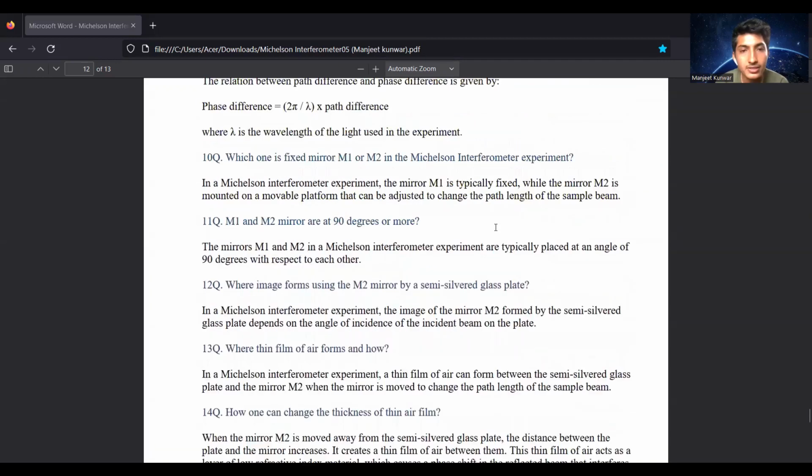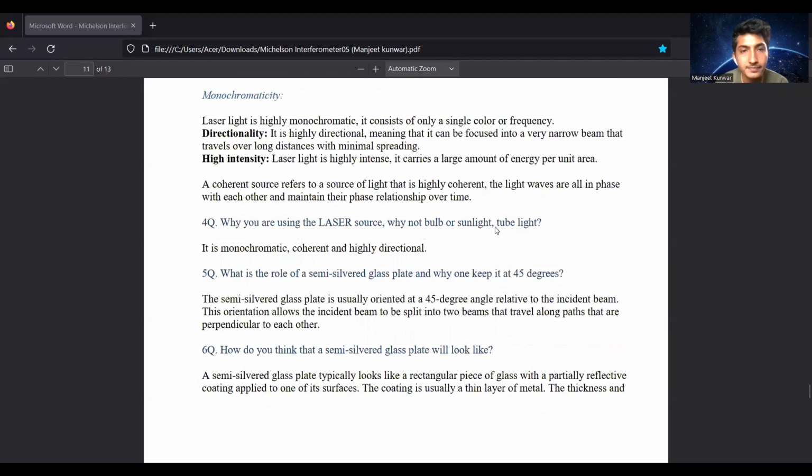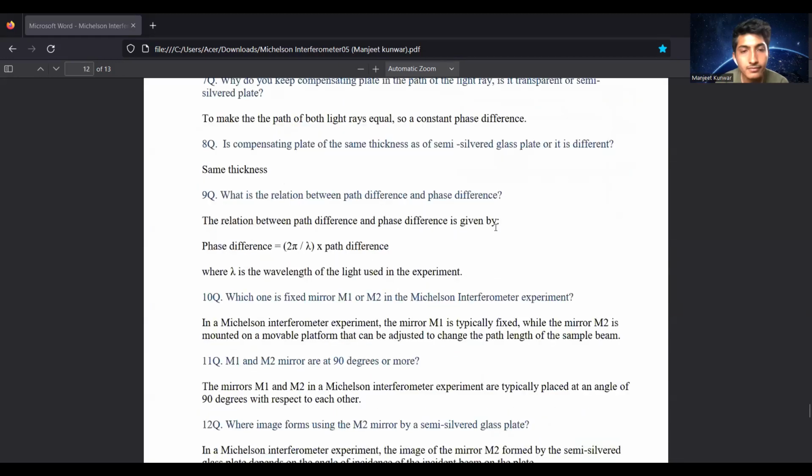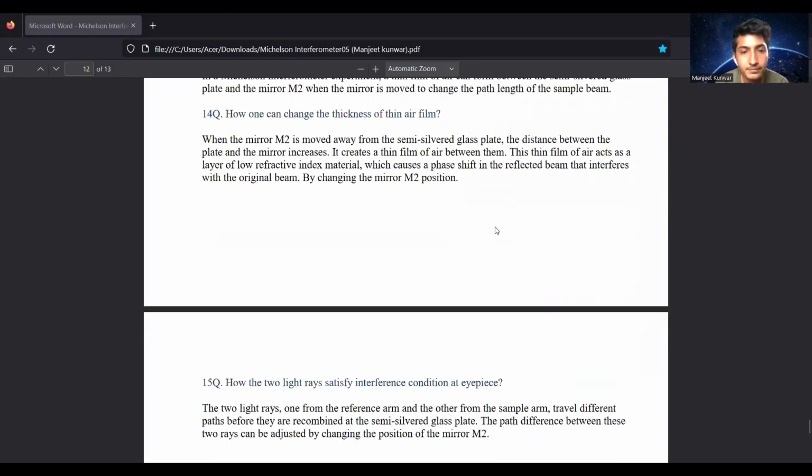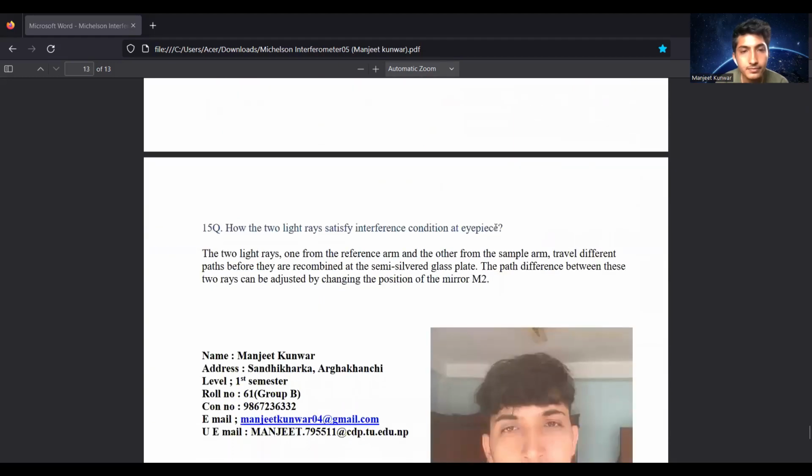And these are the questions that might be asked in the viva. And I have a 15th question. How do the light rays satisfy the interference condition at P? The two light rays, one from the reference arm and another from the sample arm, travel different paths before they are recombined at the semi-silver glass plate. The path difference between these two rays can be adjusted by changing the position of mirror M2.